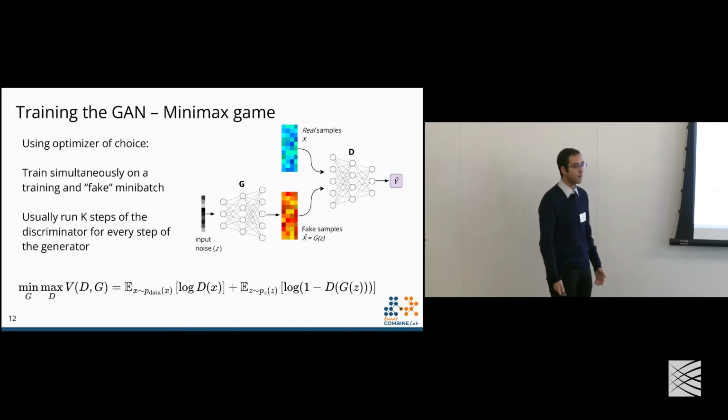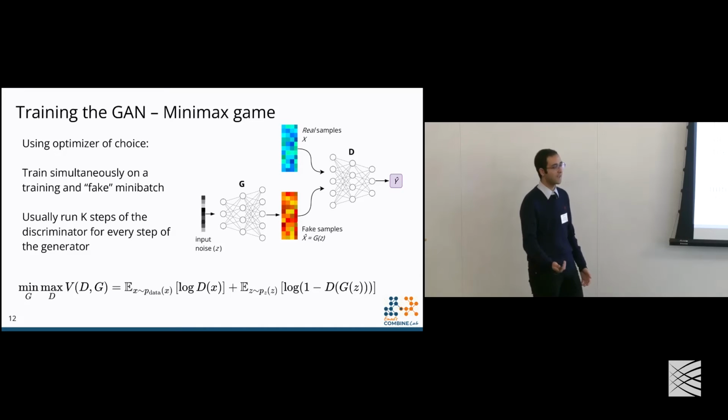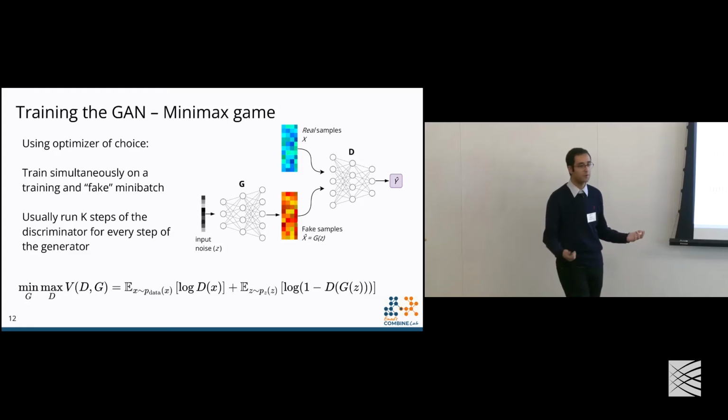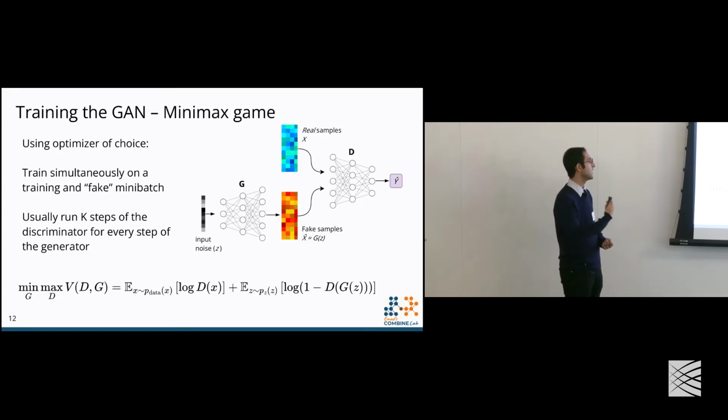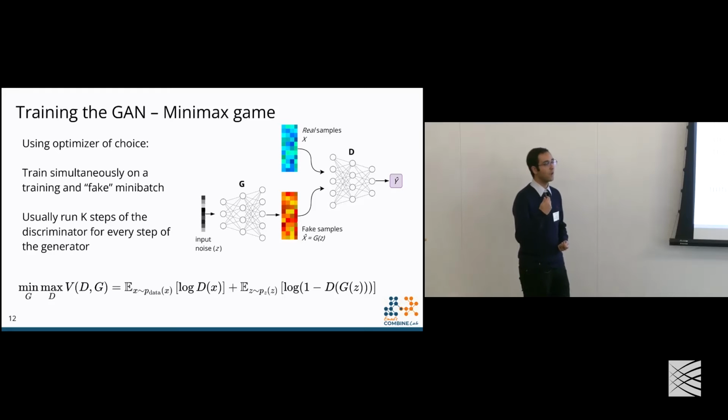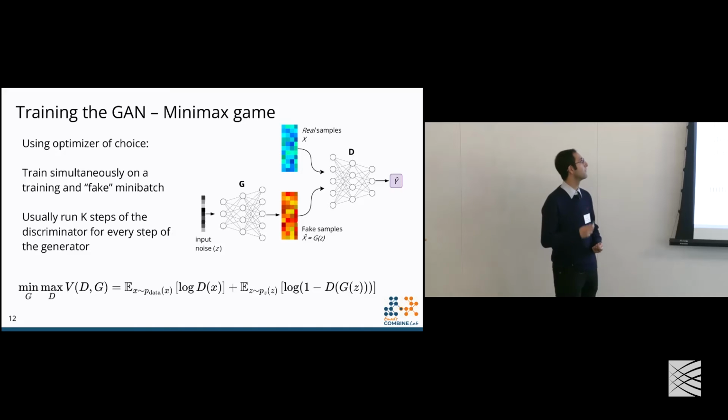We just choose an optimizer. A very common choice is Adam or AMSGrad. And we simultaneously generate a training mini batch and a fake mini batch coming from the generator, and we follow the process that we saw. A lot of people find it useful to train the discriminator more times than the generator. So usually, for every 1 time we train the generator, we train the discriminator for 5 times, and that is seen to help with stability issues.